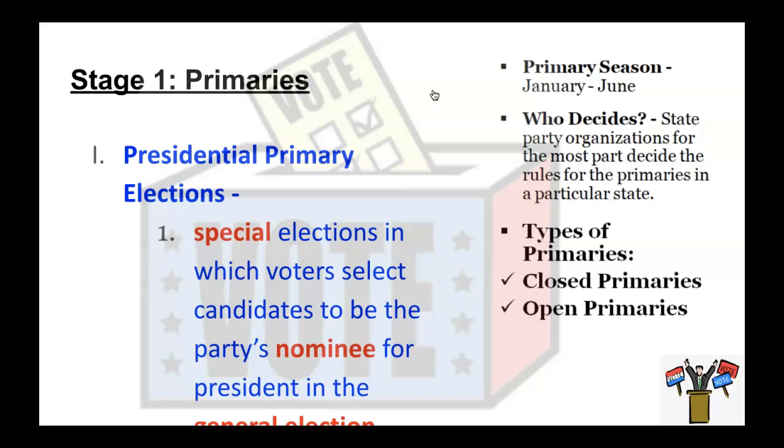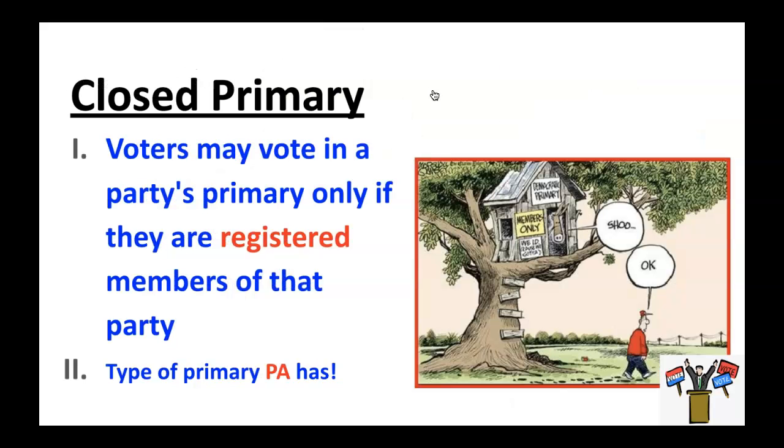The primary season lasts from about January to June of an election year. In case you're wondering who decides, it's the state party organization, for the most part. They decide the rules for the primaries in the particular states. There are two different types of primaries. There's closed primaries and open primaries. And in many ways, these two types of primaries help dwindle down the choice of potential candidates to be that party's nominee. Let's talk about closed primaries for a moment.